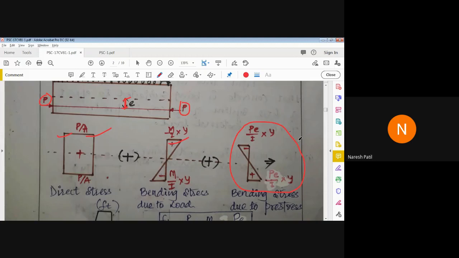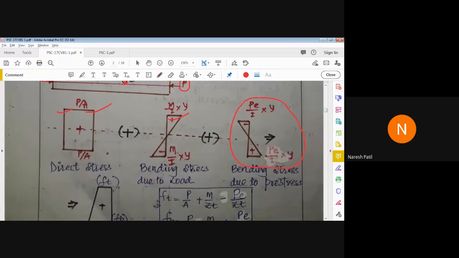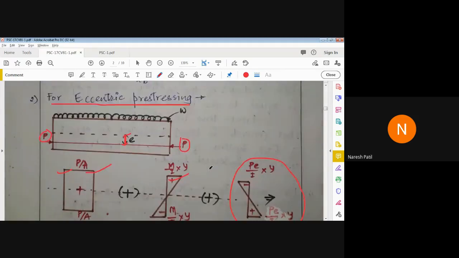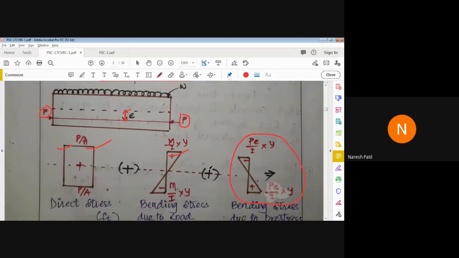Now, someone has to answer. For this top fiber, plus minus means the beam here, it is plus means compression, minus means tension. But why? Due to pre-stress. See, this is bending stress due to load, and this is bending stress due to pre-stress. Why here negative and why here positive? Can anyone? Now Aishwarya will answer.